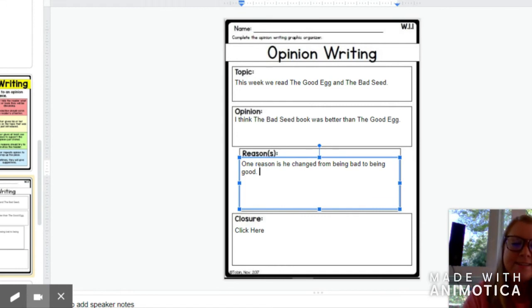So now I need to write a second reason for why I think the Bad Seed is better than the Good Egg. And when I was reading, I like that in the book he said that all I can do is to keep trying and keep thinking, maybe I'm not such a bad seed after all. So even though sometimes he can't be a good seed all the time, he still is trying his best to be good. So that's going to be my second reason. I can say another reason is he tries his best to be good.